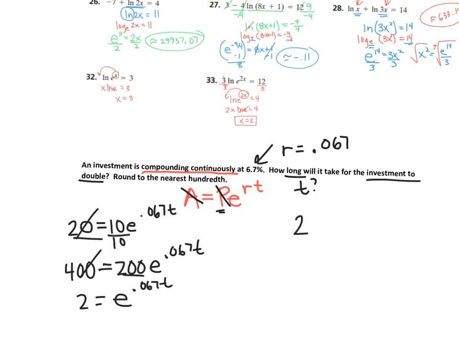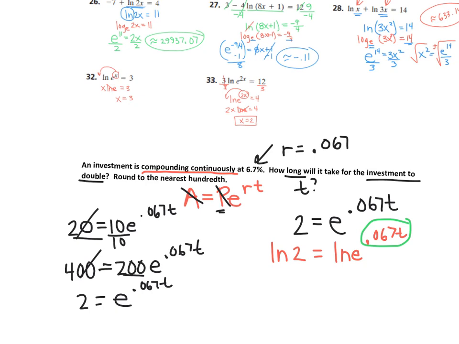So I'll write that over here. I'm solving 2 equals e to the 0.067t power. So I'm solving an exponential equation involving e. So I'm going to take the natural log of each side, and then I'm going to use the property of logs. So this will go out front, and then these will cancel out to be 1. So it's going to be 0.067t equals natural log of 2. So I divide both sides by 0.067.